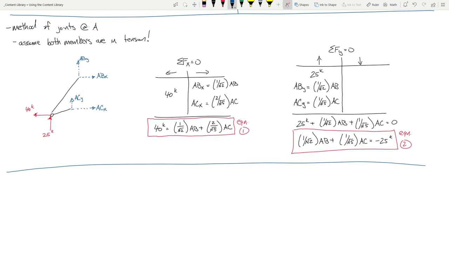So, we've got equation 1, and I'm going to rewrite it a little bit. I'm going to just swap it around. I'm going to say 1 over the square root of 2 AB plus 2 over the square root of 5 AC is 40 kips. And then equation 2, I'm just going to write it as is.